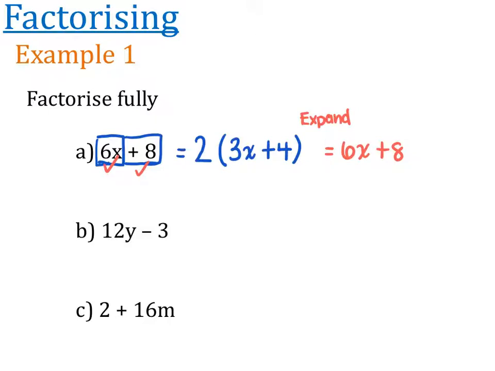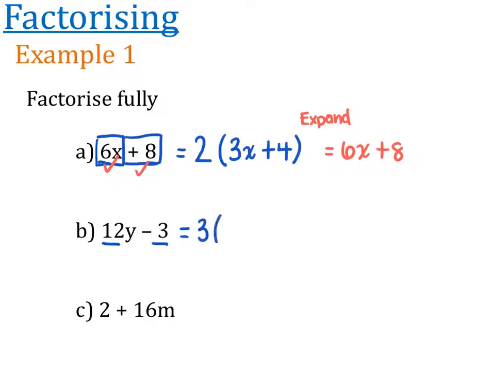All right, let's think about 12y minus 3. So first we have to ask ourselves, what do 12 and 3 have in common? They're not both even, so we can't use the number 2. 1 is not going to be very helpful right now. What about the number 3? Does 3 go into 12? It does, and it also goes into 3. So I'm going to factor out a 3.